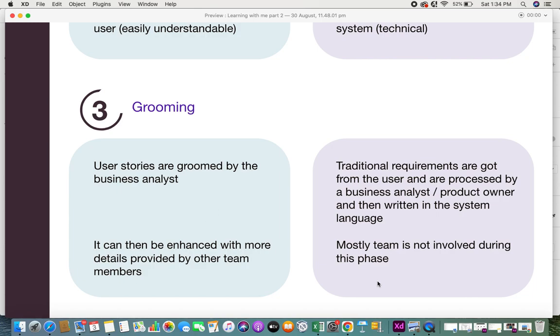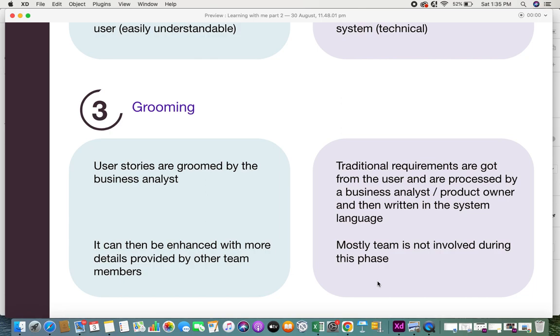Whereas in the traditional way of working, mostly the team is not involved in this phase. In waterfall, the business analysts collect the requirements, convert them to the system perspective, document them, and then it's over. It's pushed on to the next phase. There is not much communication, no cross-functional teams coming into the picture. So it's mostly a one-man show, where they put everything down and then it's moved to the development team.